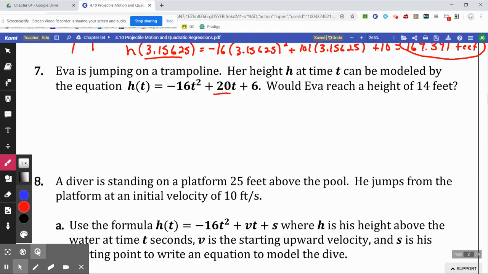Reminder, initial velocity 20 feet per second. She's 6 feet off the ground. Will she jump a height of 14 feet? So a couple of ways you can do this. Probably the easiest way is to find the maximum height.